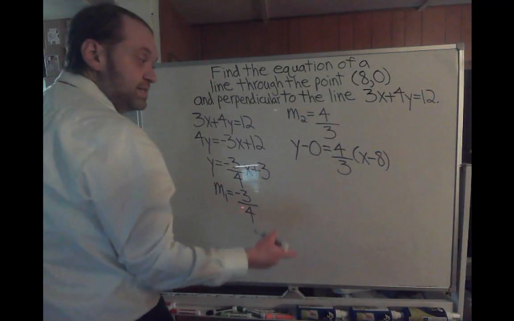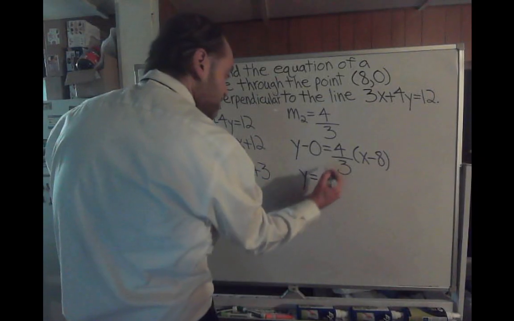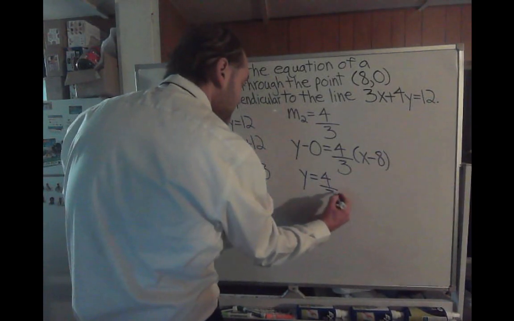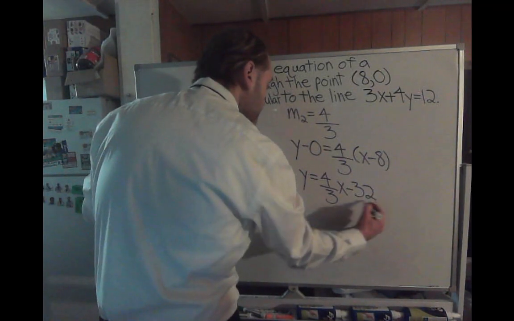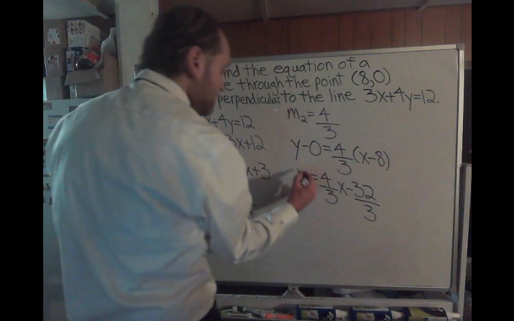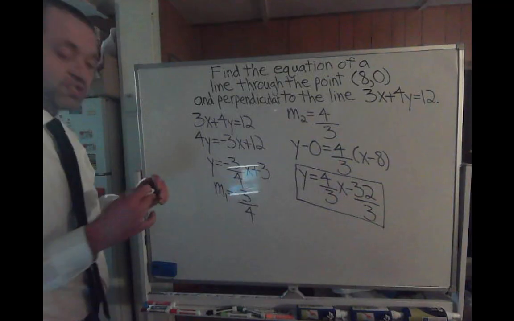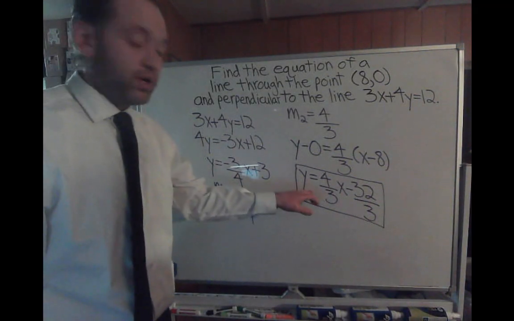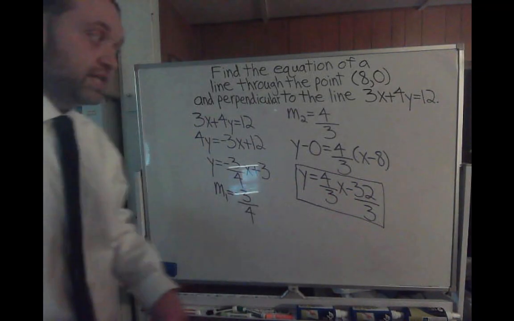Well, y minus 0 is just y. That'd be equal to 4/3 x minus 32/3. And if you were asked to convert this into standard form, you could do that, but I'm just leaving it in slope-intercept form. You get y equals 4/3 x minus 32/3.